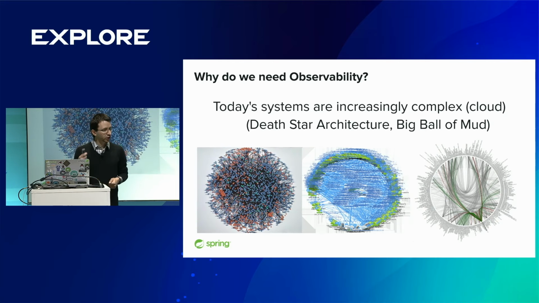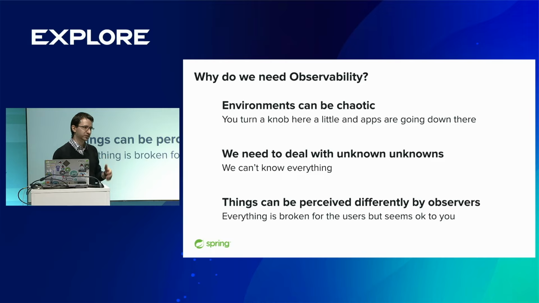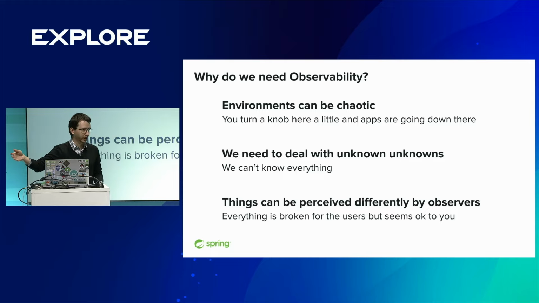Why do we need it? In one word, because of complexity. Because today's systems are increasingly and insanely complex and complicated, and if you need to troubleshoot something in these environments, that's not easy. Also, because they are huge, because of the law of big numbers, something is always broken. And they are very chaotic as well, which means that you do a little modification somewhere, and somewhere else applications will go down.